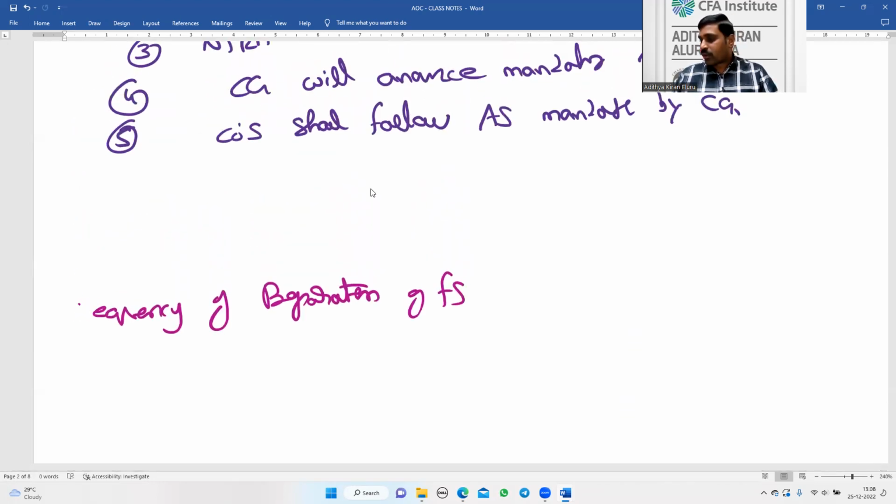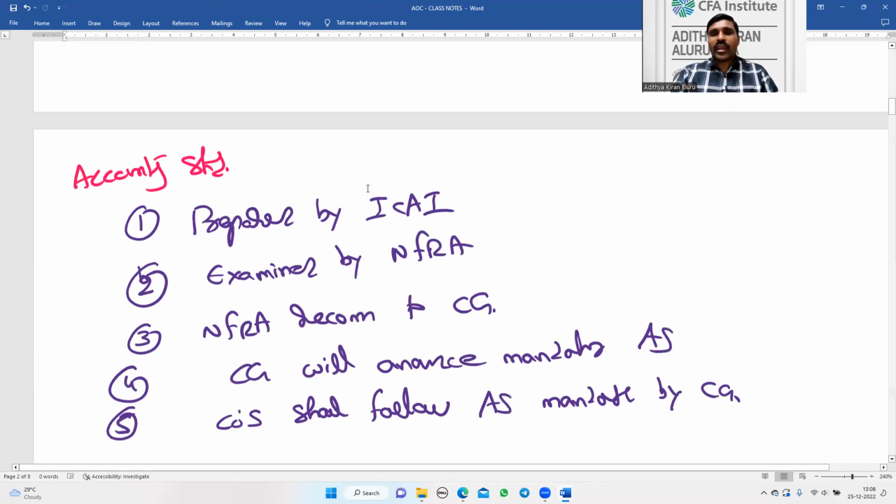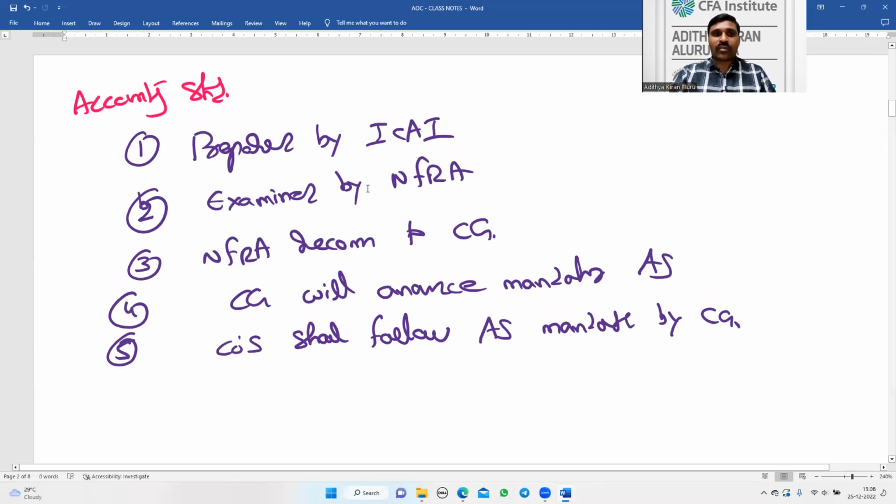If you want, you can take a screenshot of this, or pause the video and note it down. Accounting standards are prepared by ICAI, verified and studied by NFRA. They will make recommendations to the central government. Thereafter, the central government will announce, and thereafter companies will follow.